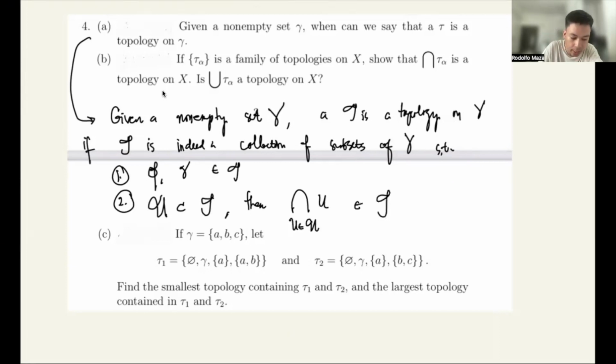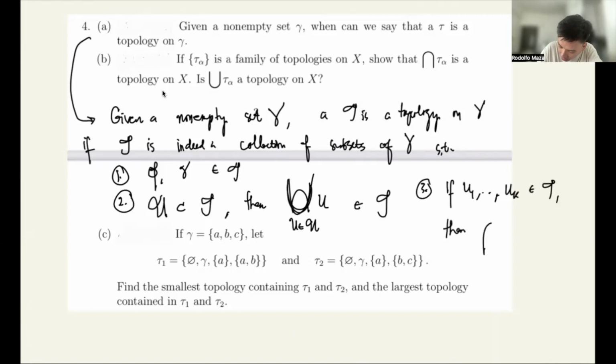So it's actually, I'm sorry, it should be union. It should be a countable union. And number 3, if U1 until UK are in tau, then the finite intersection of all UI, I from 1 to n, is in tau. So una, yung empty at yung gamma andun kay tau. Pangalawa, yung countable union, and then the finite intersection.